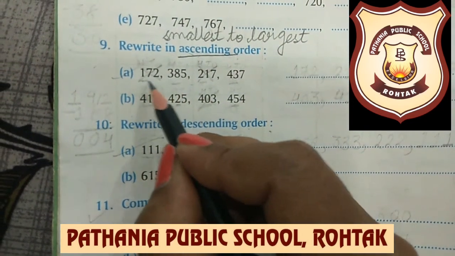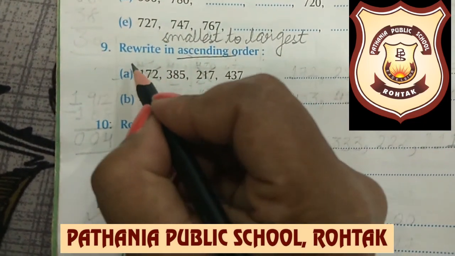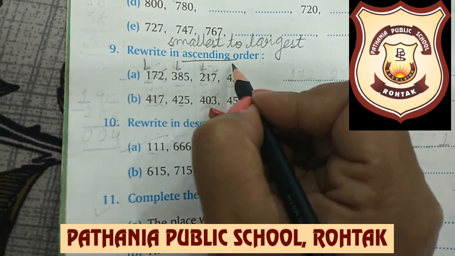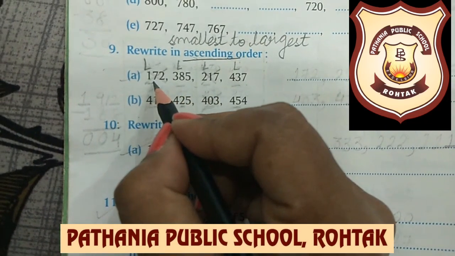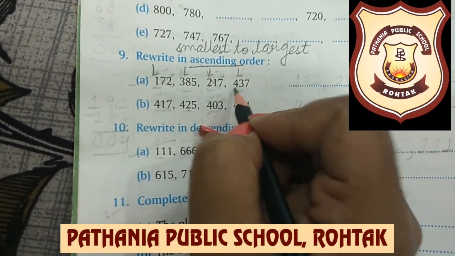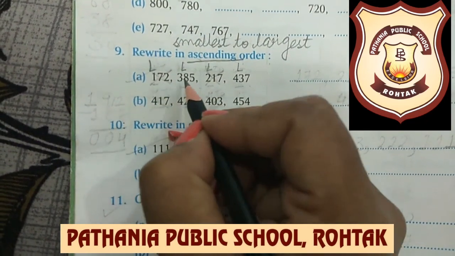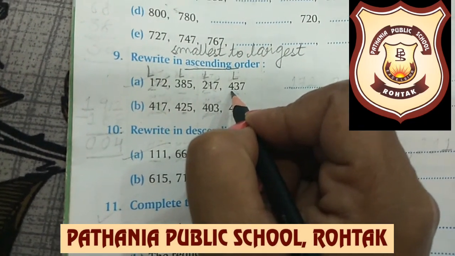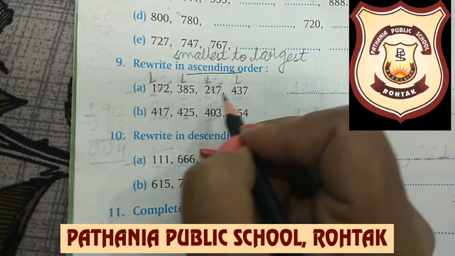So here is a set of numbers given to you. Again you need to start from the left hand side in all the numbers. So first of all, check the left hand side's first digit of each number. Here it is 1, here it is 3, here it is 2 and here it is 4. So which number is having the least digit?